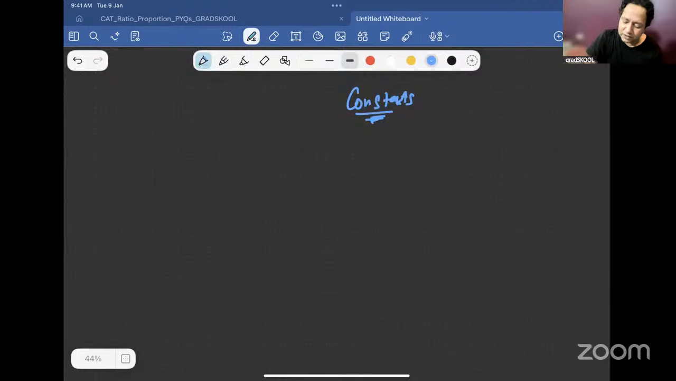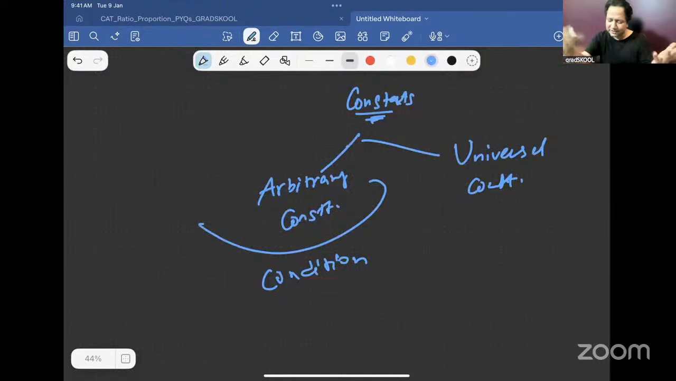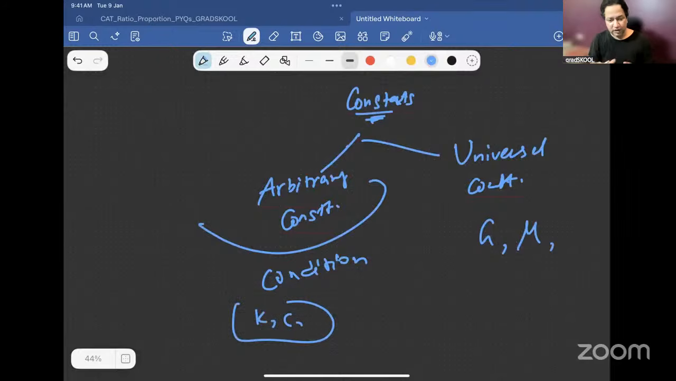And that is the reason the constant is also of two types. One is called the arbitrary constant, which I used. Arbitrary constants are basically conditional. They belong to one specific condition. Others are universal constants, which are, as the name says, universal. They never change. For example, the constant of gravitation, G, mu, the permeability of a medium. All those things are universal constants. And when we use an arbitrary constant, we normally use K, C, etc. So these are conditional. These belong to one particular condition.